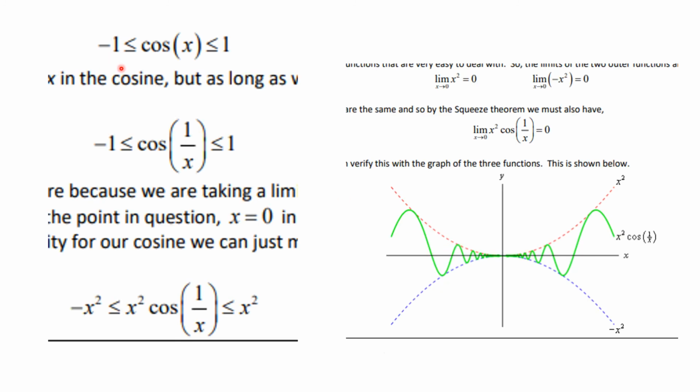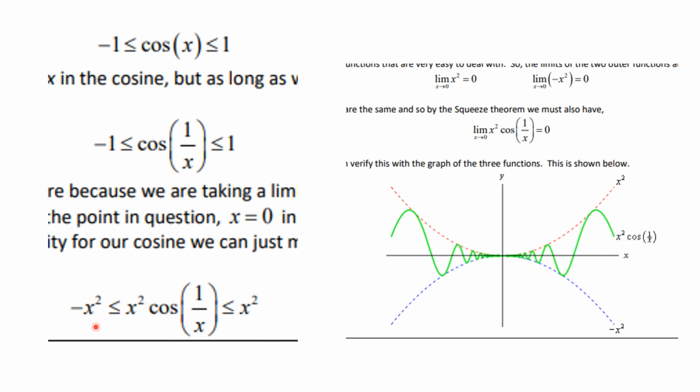Well, one thing that we know is that the cosine function is always between -1 and 1. And that means even if I put 1 over x in there, it would be between -1 and 1. And I don't worry about x not being 0 because in the limit, we're never letting it be 0. So we're going to take this expression and multiply all the way through by x squared. When we do that, we will get minus x squared here, x squared cosine 1 over x here, just like we did, and x squared here.